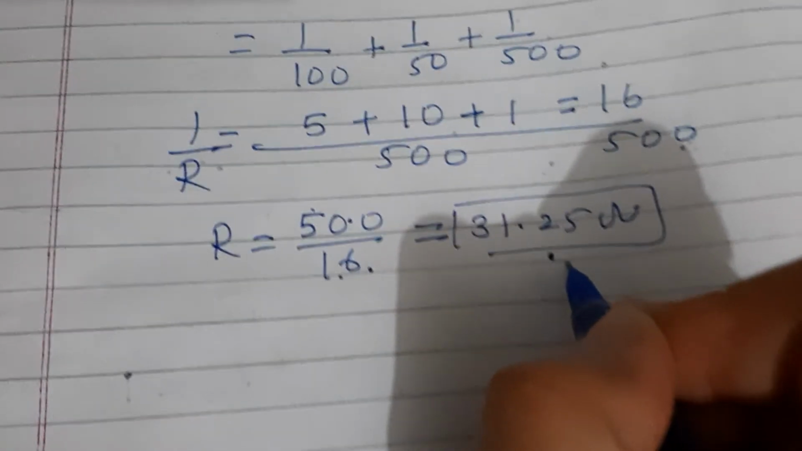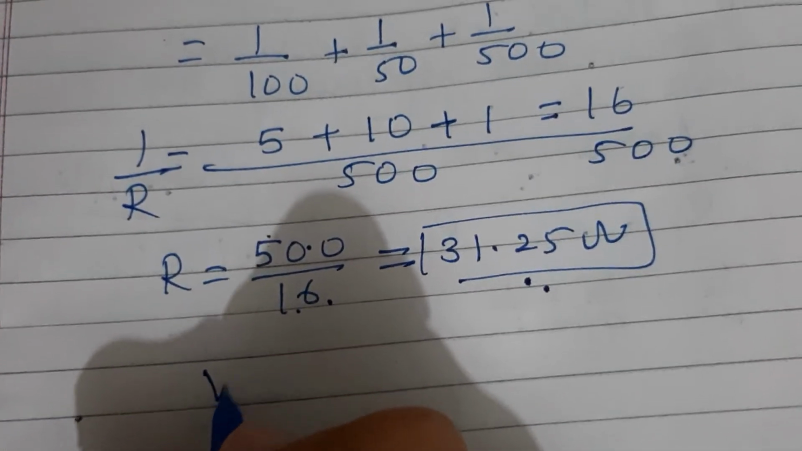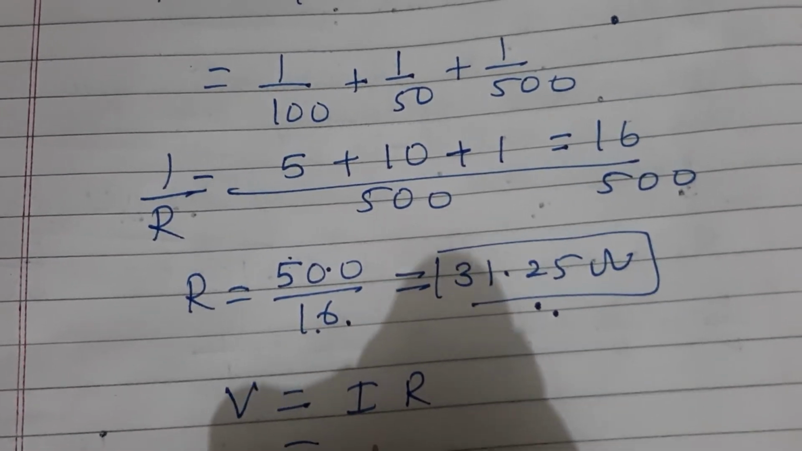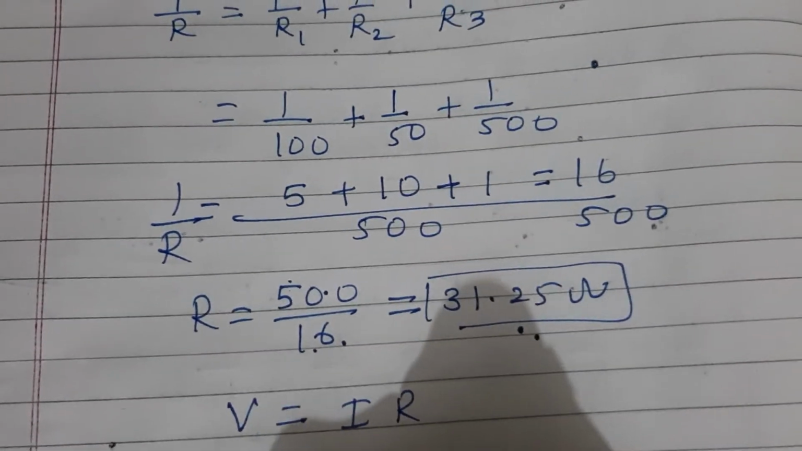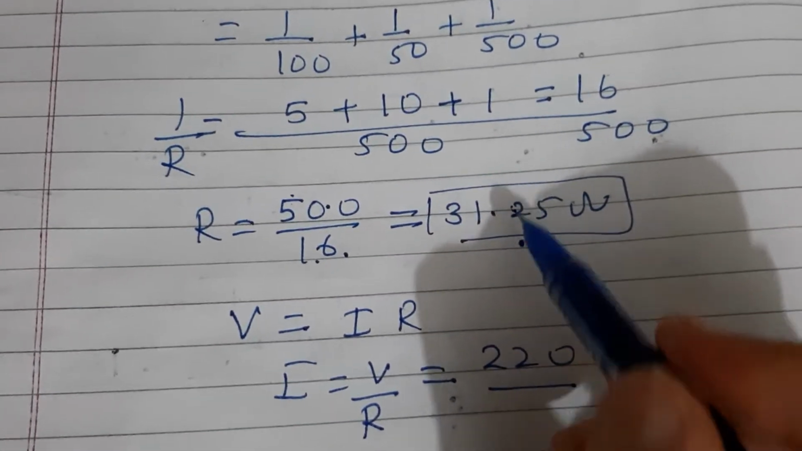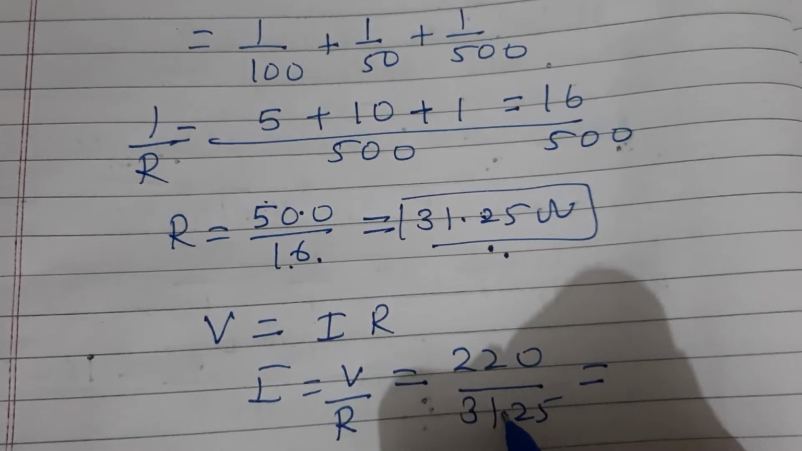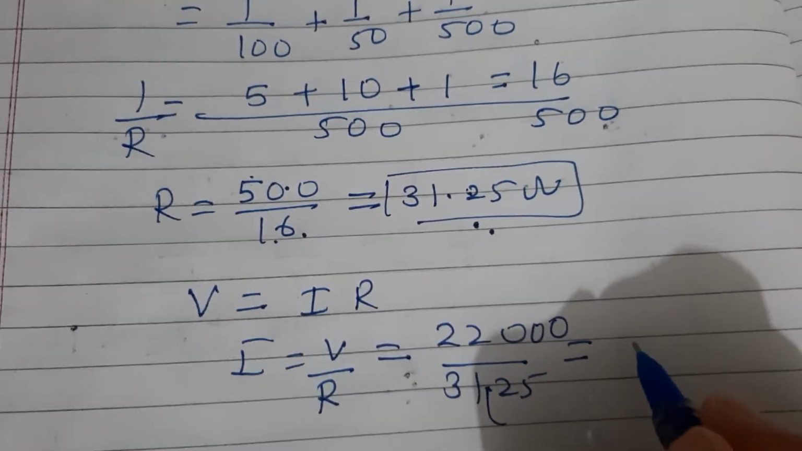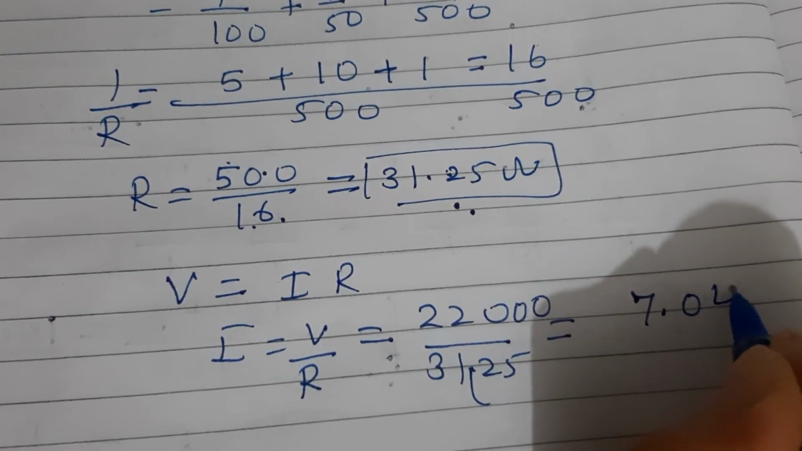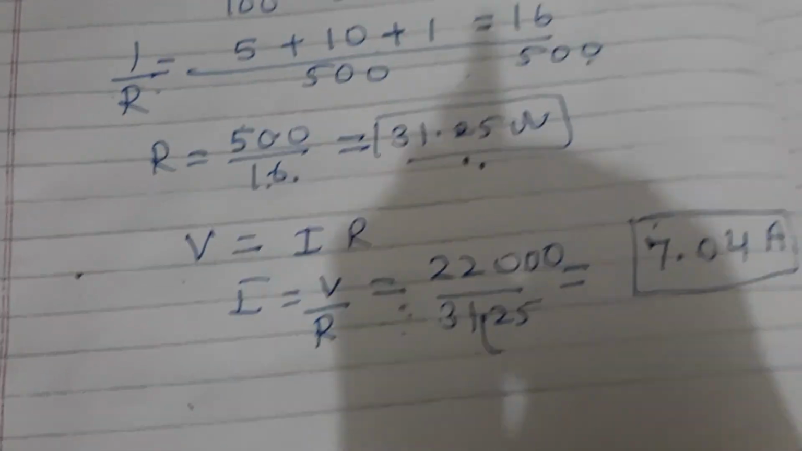Now we have to find out the value of the current. V is equal to IR, so I is equal to V upon R. V is given, that is 220, upon R. This R we will write as 31.25. When you solve it, you will get the value of current, that will be 7.04 ampere. I hope it is clear.